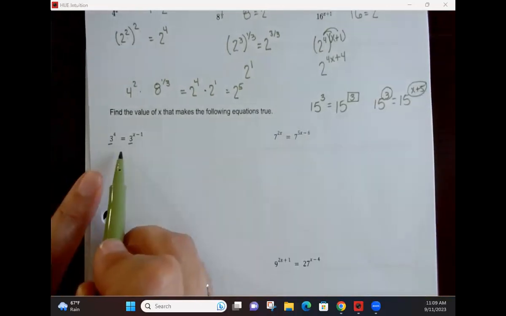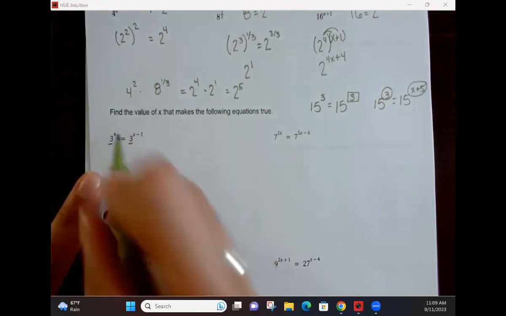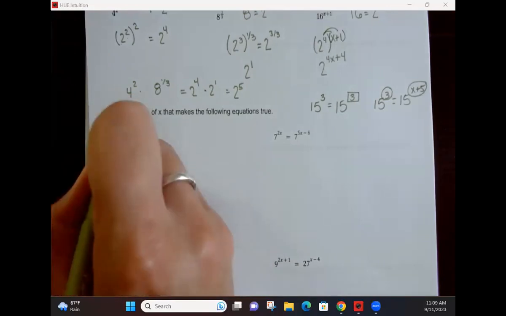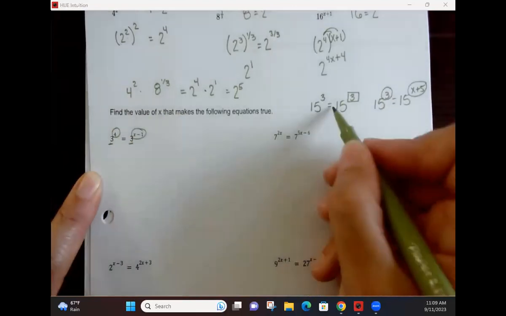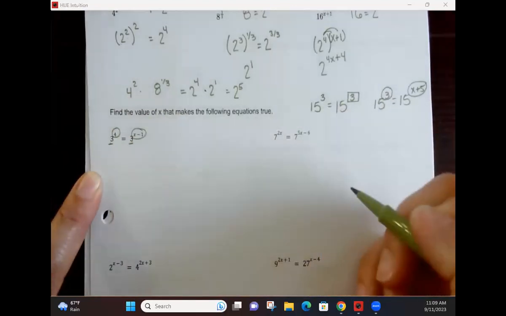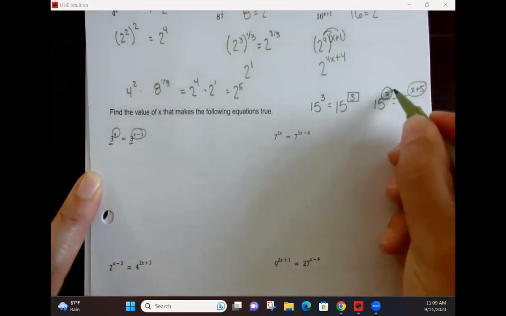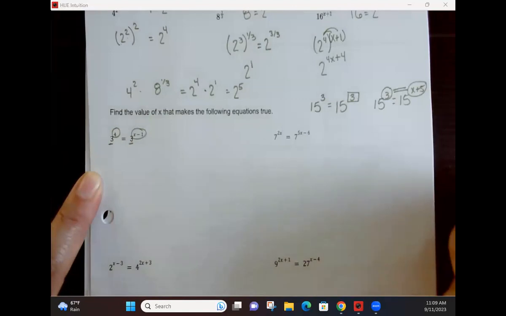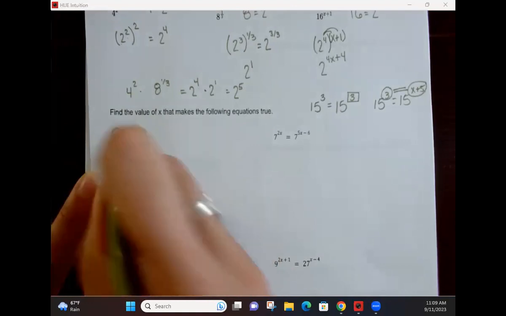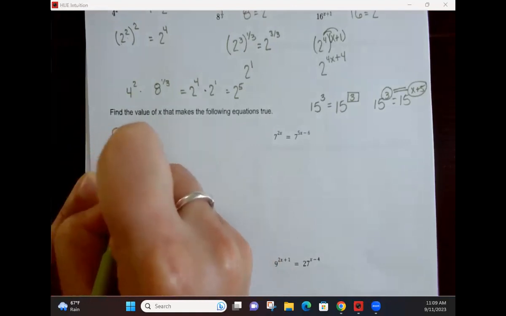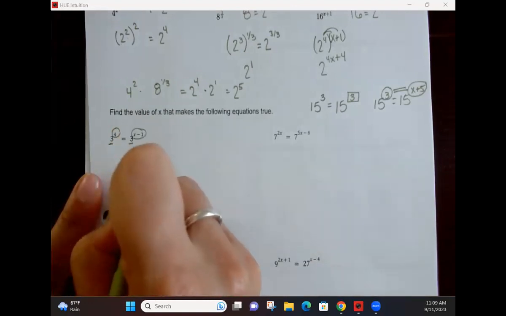So if we hop down over here, 3 to the fourth power equals 3 to the x minus 1 power. Since the bases are the same, that means the exponents also have to be the same, right? 15 cubed is only equal to 15 cubed. So it doesn't matter how I've written that exponent. I know that the exponents have to be equal to each other. So if I want to solve for x, I don't need the bases since they're the same. I can just focus on the exponent. And from here, we can solve for x.